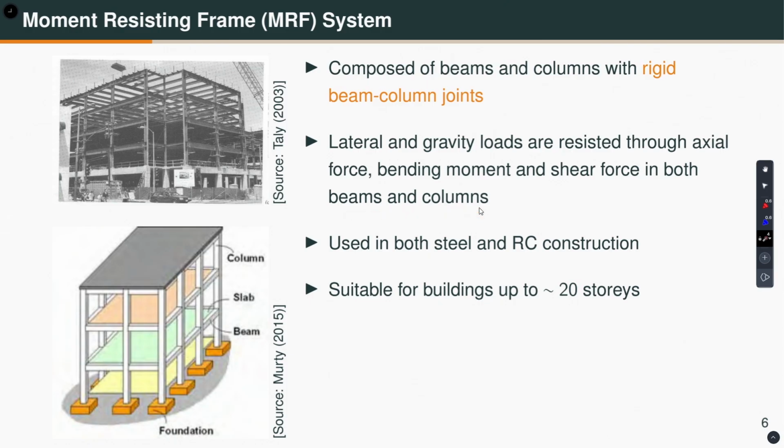The lateral force and gravity loads are resisted through this stress resultant's internal forces: axial force, bending moment and shear force in both beams and columns. And we use it in both steel and RC, as you have seen. It is suitable for up to about 20-story buildings. Beyond that, you have to use a different system because this becomes very uneconomical.